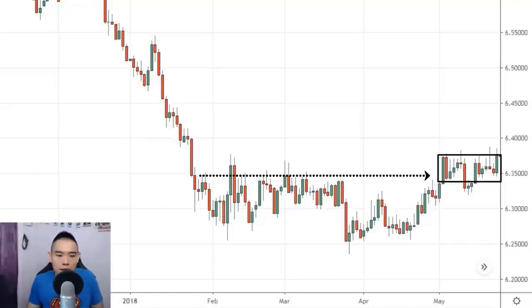What you can do is that once you identify a build up at resistance, all you need to do is place a buy stop order above the highs of resistance. In this case, it's above these highs. And you can go long the moment the market breaks out above it. You can wait for a candle to close above it as well if you prefer, that's fine.